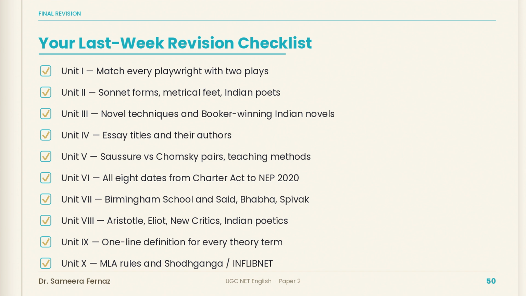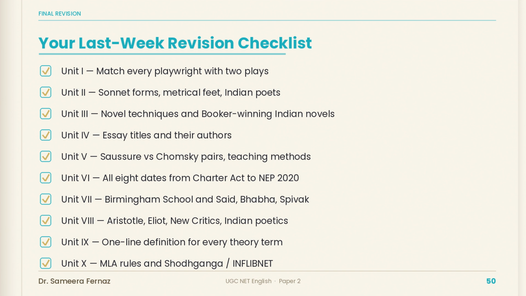For Unit 6, revise all 8 dates and the Charter Act to NEP 2020. For Unit 7, revise the Birmingham School along with Said, Bhabha and Spivak. For Unit 8, revise Aristotle, Eliot, the New Critics and the Indian Poetics. For Unit 9, prepare a one-line definition for every theory term. And for Unit 10, revise the MLA rules and the digital resources.